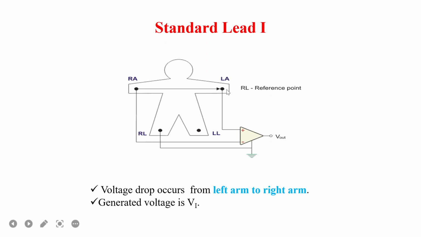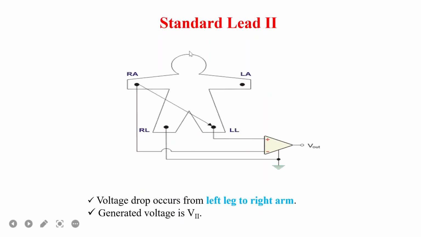Here we are going to connect the RA and LA, and RL is given to the ground and LL is left free. Here the potential drop occurs from left arm to right arm. This will be connected to the operational amplifier. Right leg is always grounded here. Here the output generated is V1.